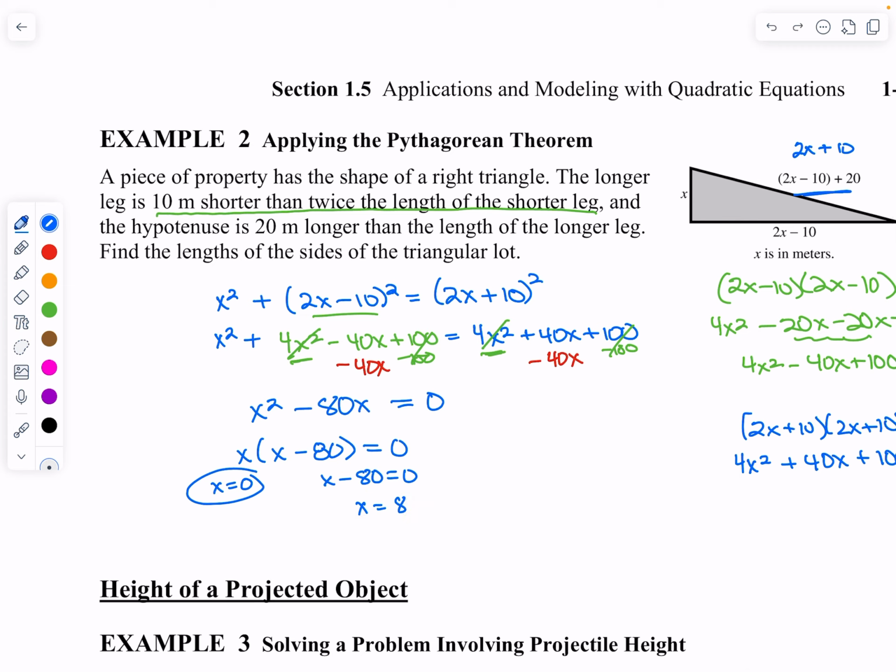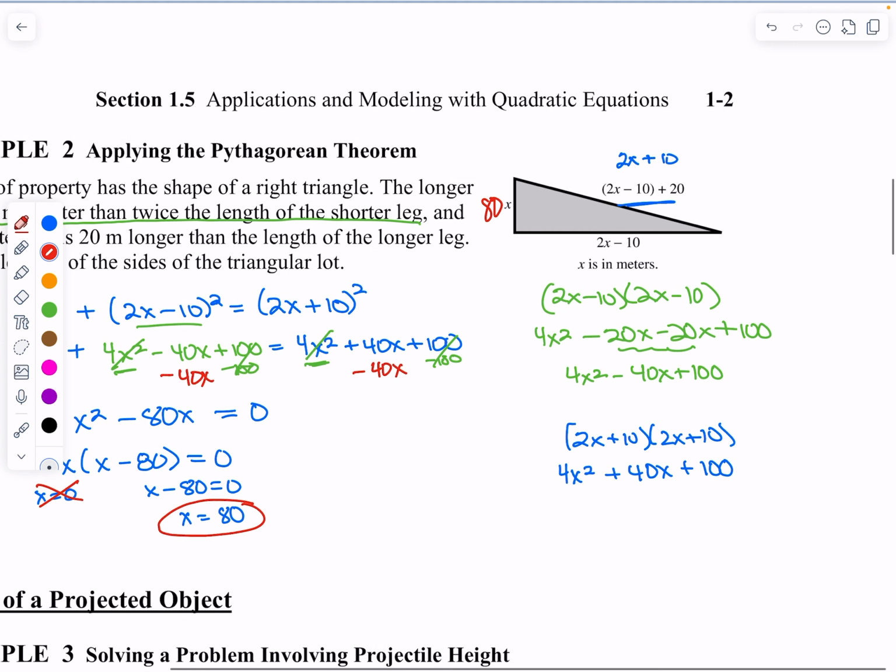Okay, let's see if all those answers make sense. So let's look at this first one. X equals 0. Does it make sense for that short leg to be 0? No, because if that's 0, then we don't have a triangle, right? So that doesn't really apply to this problem. So x has to be 80. So this is 80. Then I can figure out what this guy is.